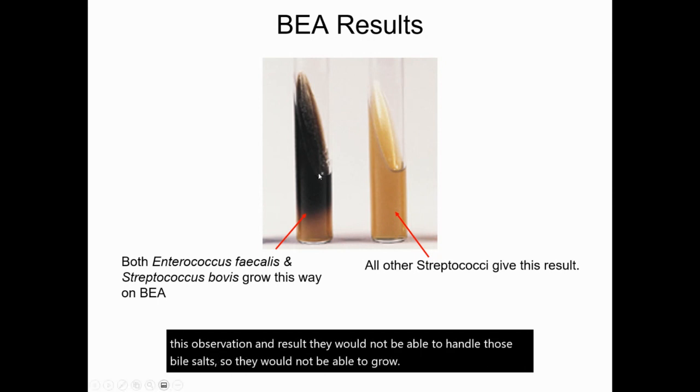However, if you streaked one of our group D streps, not only would you see growth, but you would see this black precipitate because they are both able to survive the bile salts, but they can also both break down esculin into that esculetin, which is going to react with the ferric citrate already in the media and make that black precipitate.